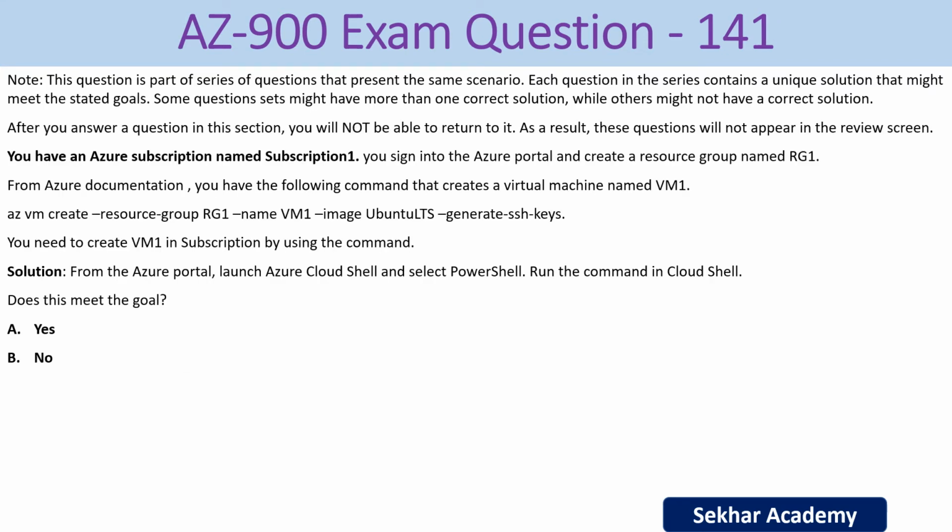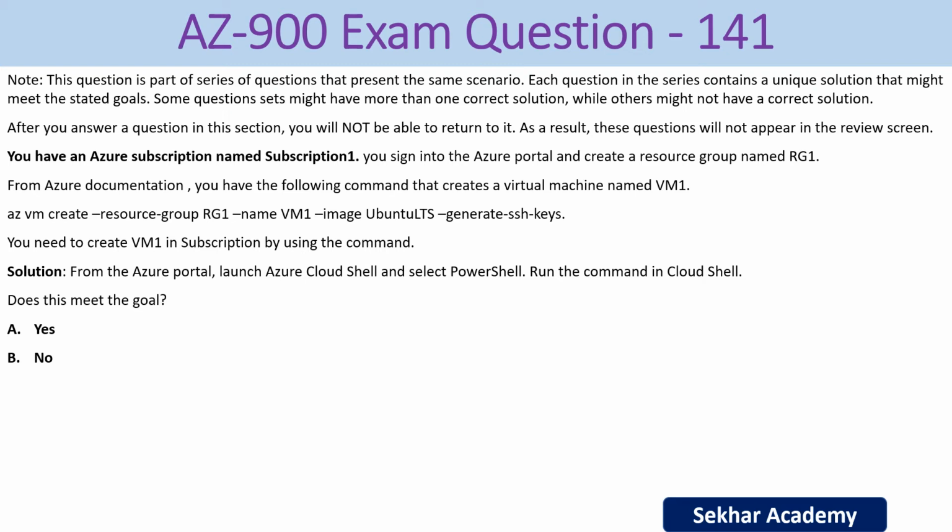AZ-900 exam question number 141. Note, this question is part of a series of questions that present the same scenario. Each question in the series contains a unique solution that might meet the stated goals. Some question sets might have more than one correct solution, while others might not have a correct solution. After you answer a question in this section, you will not be able to return to it. As a result, these questions will not appear in the review screen. The questions start from here.